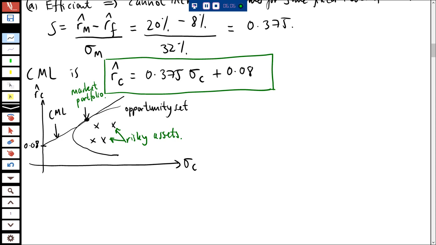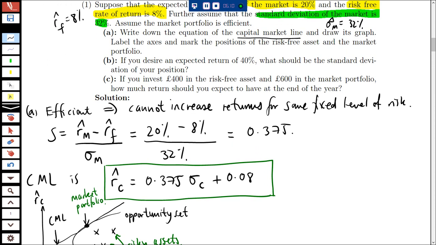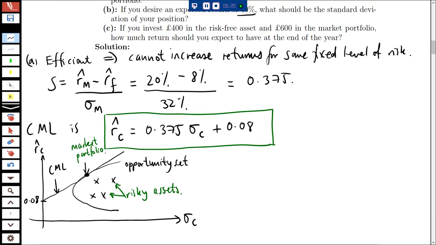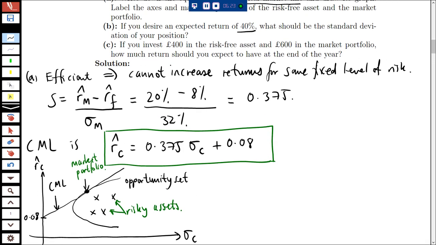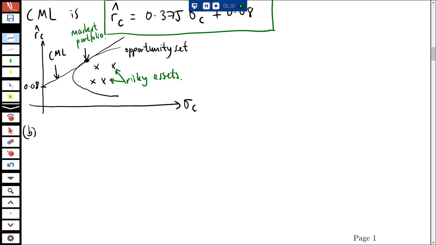Part B, let's take a look. Let's remind ourselves. So if you desire an expected return of 40%, what risk should you take essentially? What should the standard deviation be? So 40% expected return, what is the standard deviation? Well, using the capital market line, a little bit of rearrangement. If we calculate risk in terms of some fixed desired return, simple rearrangement, it should follow this equation.